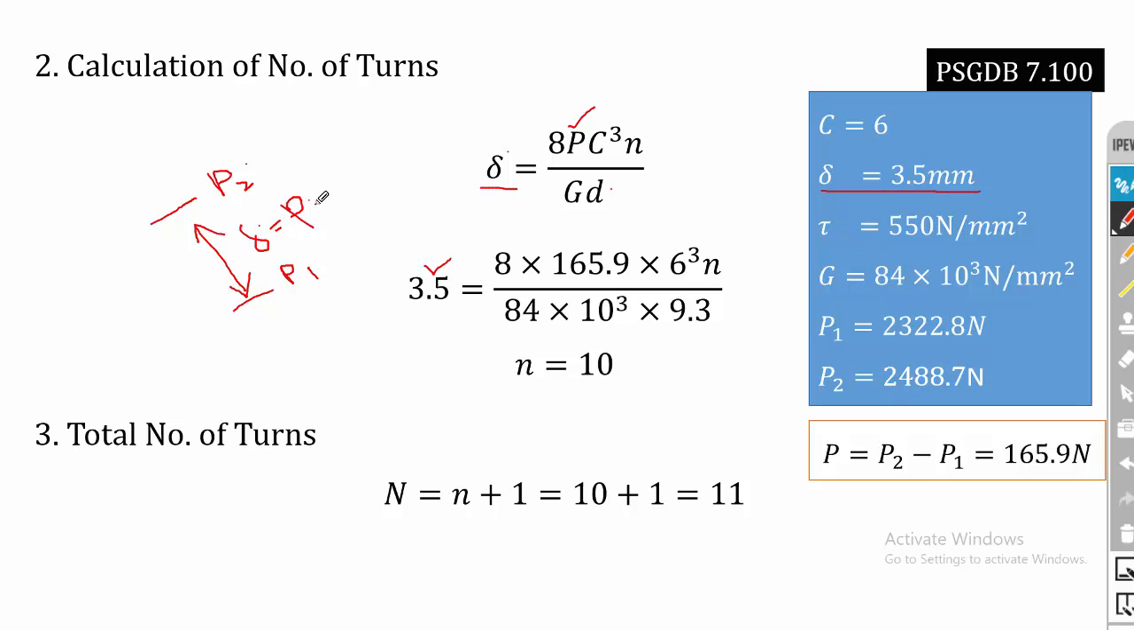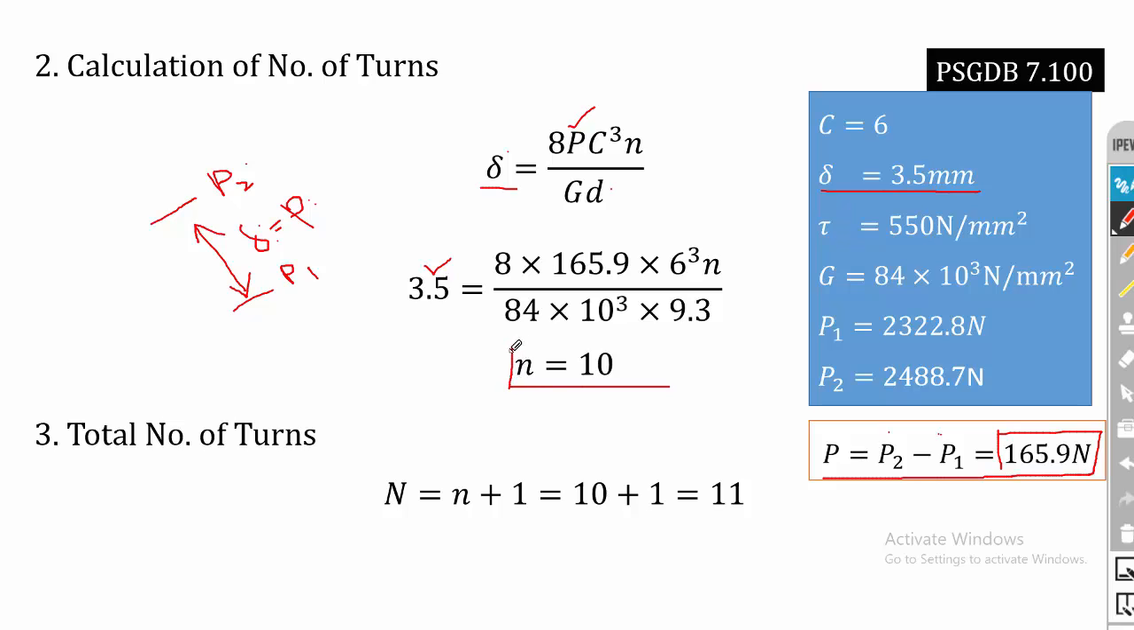So what is the load range for del deflection? We know that P is equal to P2 minus P1. So it's very important. P2 is given, P1 is given. So P2 minus P1 is 165.9 Newton. Substitute everything in this equation and calculate the n value. n is equal to 10 turns.